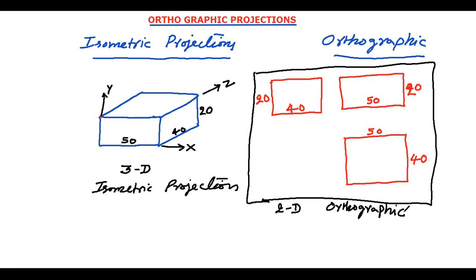So isometric projection means all three dimensions are represented in a single drawing, in a single picture. Orthographic projection means even though all the dimensions are represented, they are not represented in a single picture, they are represented in different entities. Each entity consists of only two dimensions. Each entity is called a view. This is one view, this is another view, and this is the third view.